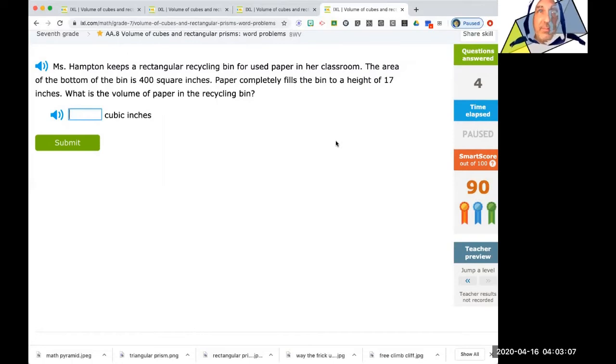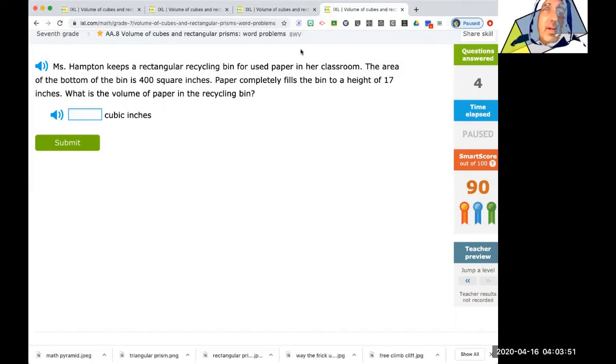Ms. Hampton keeps a rectangular recycling bin for used paper in her classroom. Okay, the area of the bottom of the bin. So they're giving you the big B, the base of the bottom, or the face of the shape on both ends. It's 400 square inches, so 400 inches to the 2nd power. So maybe it was 20 times 20, which would equal 400. She said it's rectangular, so that would have been square. Paper completely fills the bin to a height of 17 inches. What is the volume of paper in the recycling bin?